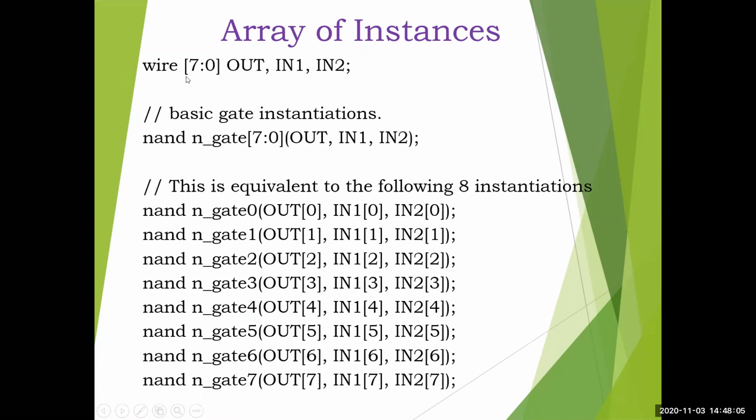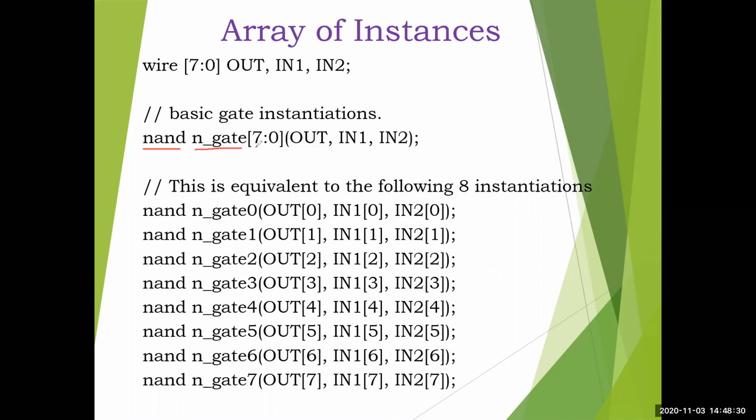This is the declaration we have done. There are 8 outputs and 8 inputs, in1 and in2, which are vectors, all declared together here. Now we need to call a gate; among the basic gate instantiations we have taken a NAND gate. There are 8 NAND gate instantiations required. The instance name is optional, but still we have used it here.